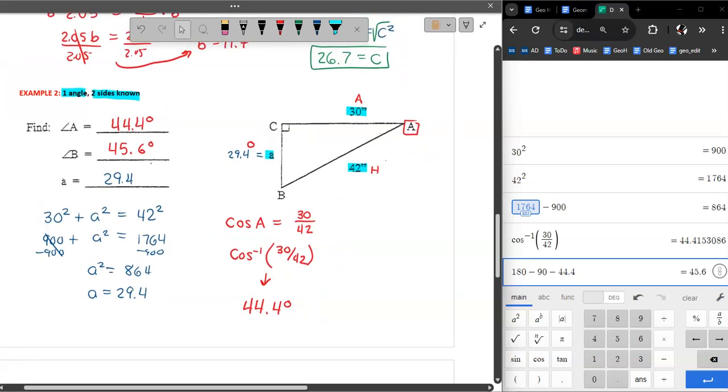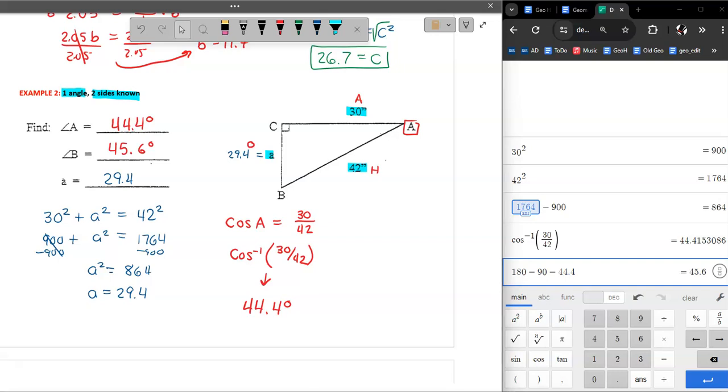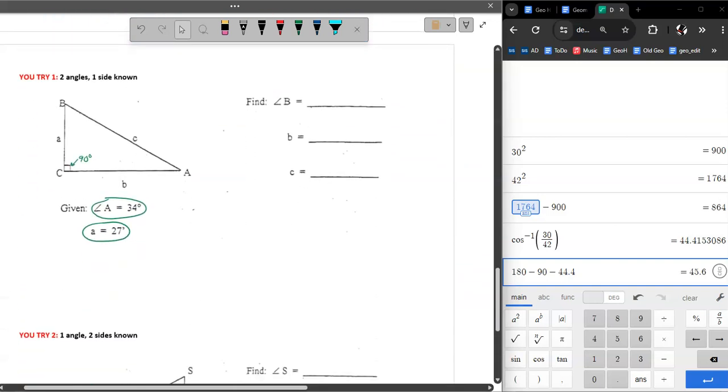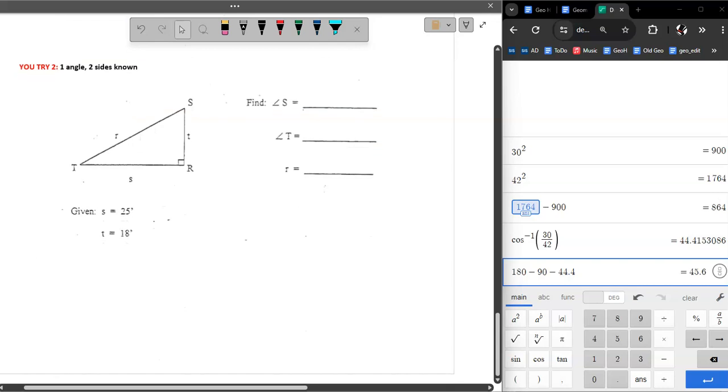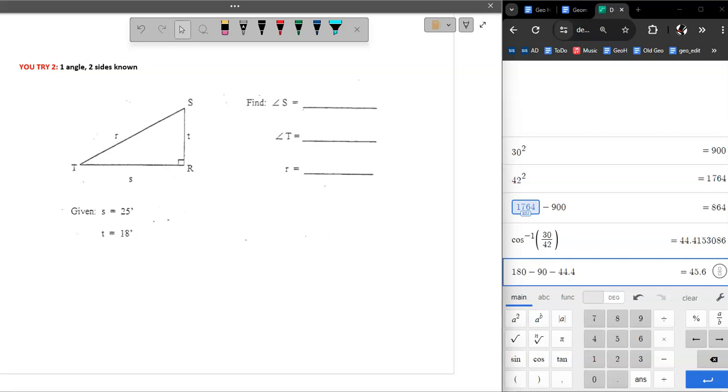So in this case, we use Pythagorean theorem first to find the third side, then inverse trig to find my second angle, and lastly the triangle sum theorem to find the third one. So now that we've done that, hopefully you've already tried You Try 1. Now I want you to take a moment and try You Try number 2. Give it a shot, see how you do, check in with your teacher when you're finished, see how you're doing, and that will conclude this lesson.